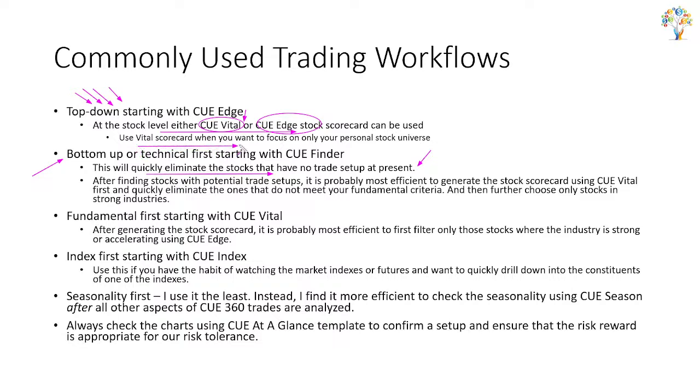And then use Vital scorecard when you want to focus on only your personal stock universe. QVital, the universe is what you choose to be. So if you use the orange button, you will use the stock universe that is of interest to you, not only QEdge stock universe, which is S&P 1500 stocks.